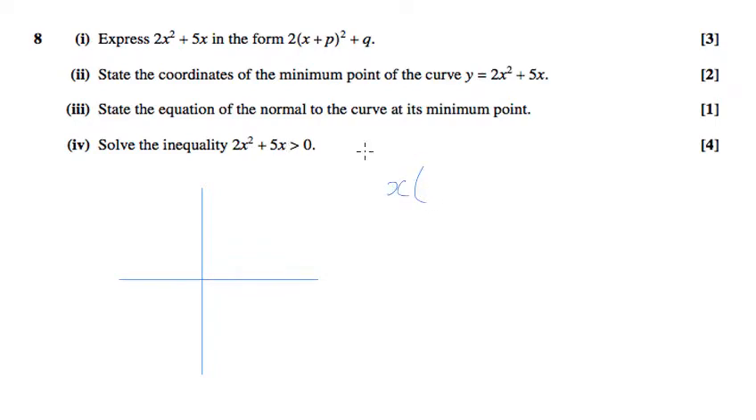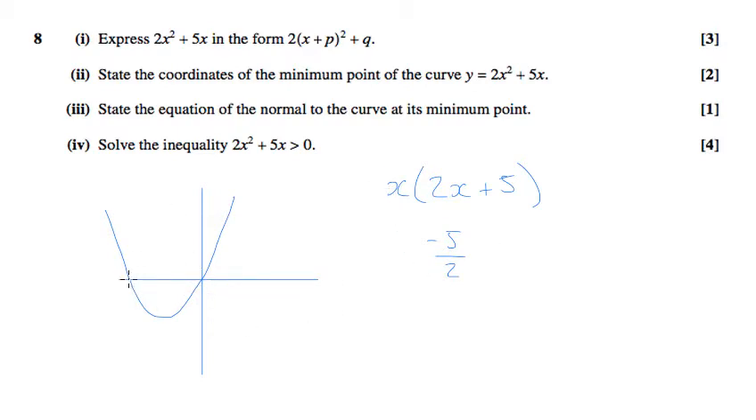I'm just going to take an x out of both of the terms, so we're going to have x bracket 2x plus 5. The reason we do that is so that we know where the points are that it crosses the x-axis. So this tells us that it's going to cross at 0, and this tells us it's going to cross at negative 5 over 2. So I know that the quadratic looks like that.